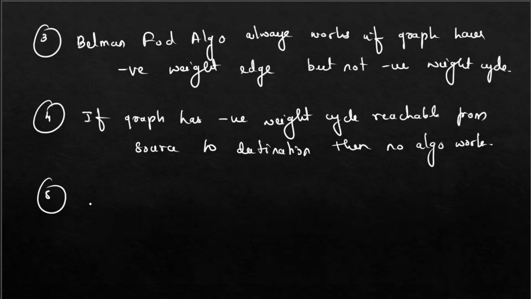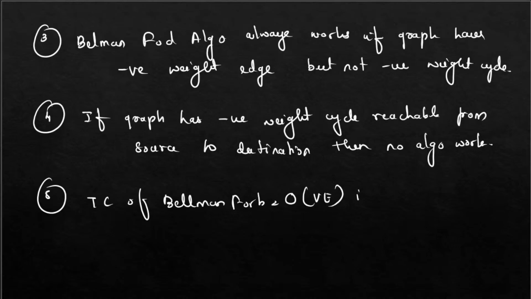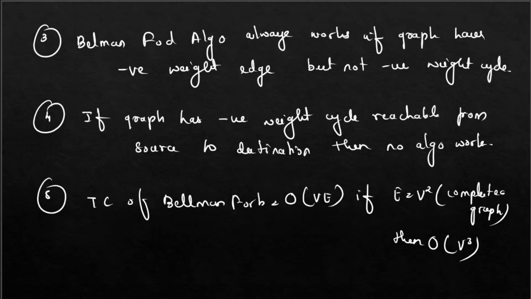Fifth is the time complexity of Bellman-Ford, which is big O of V into E. Okay, E equals V square when we have a complete graph. So if a complete graph is there, what will be the time complexity? Then it will be big O of V cube, right? So this is a very important thing which you should note.